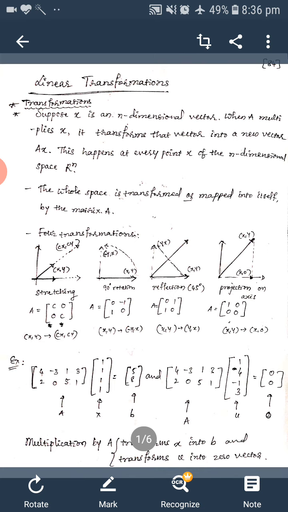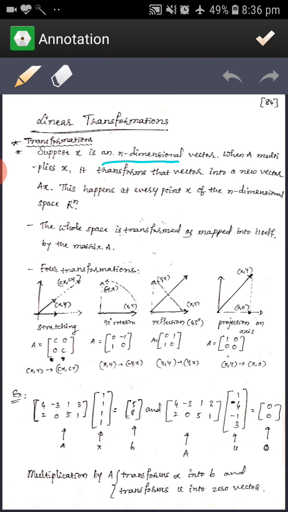Suppose x is an n-dimensional vector. When this vector x is multiplied with A, where A is a matrix, and both are multiplied here, it will become a new vector that we call Ax, after multiplication.